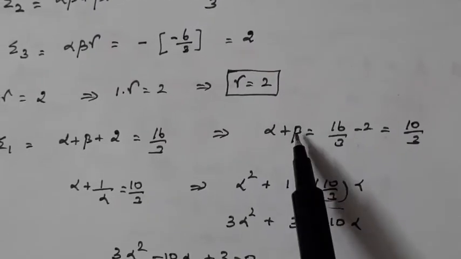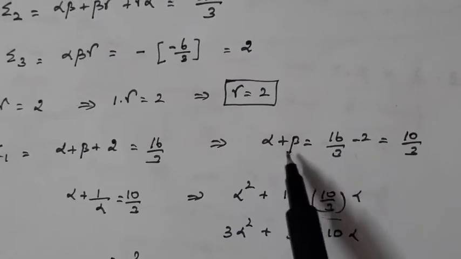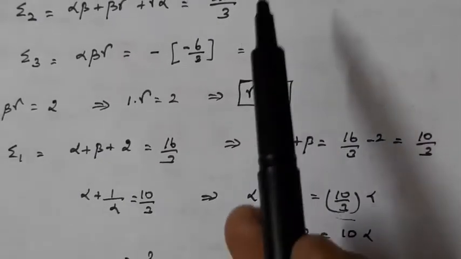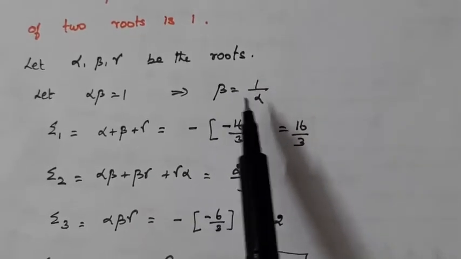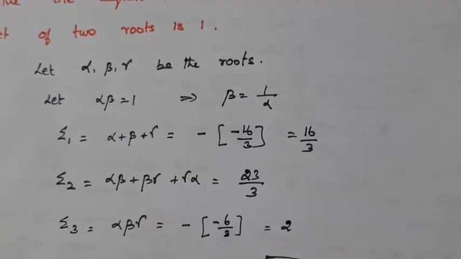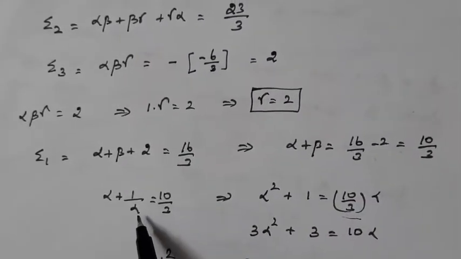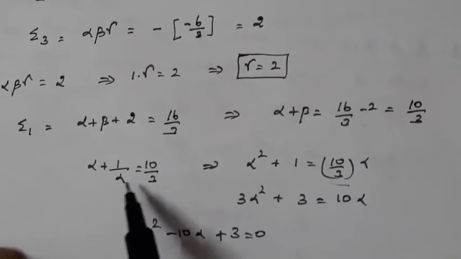But it has 2 variables, alpha and beta. So, if it is in a single variable, then it will be easy to determine its value. So, for that, let us replace beta as 1 by alpha. Okay. That is a given condition. So, we are going to use the given condition in this place now. So, substituting beta as 1 by alpha, it will become an equation in alpha. So, let us multiply throughout by alpha.